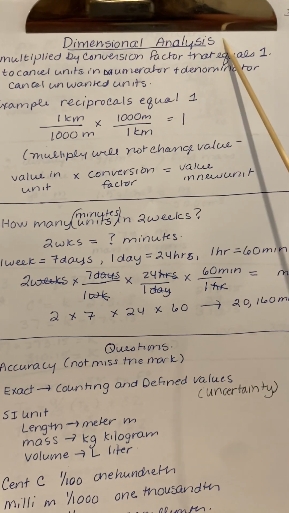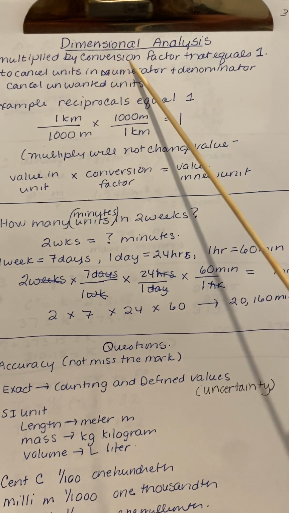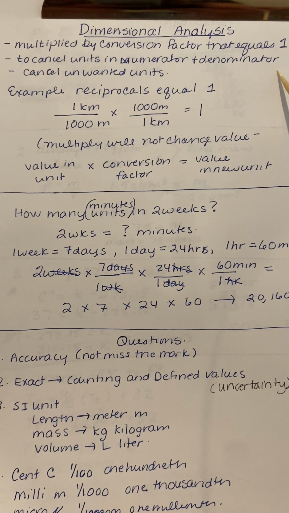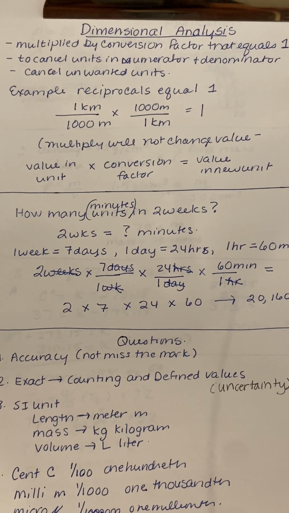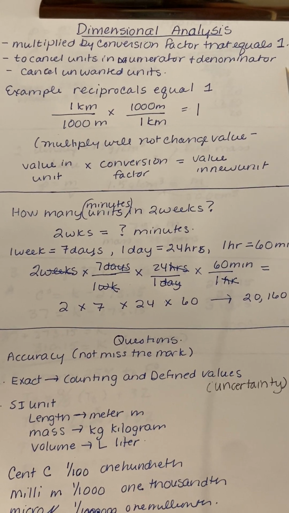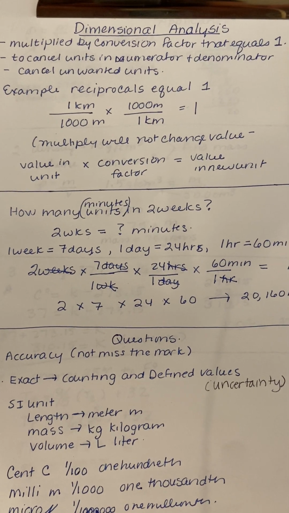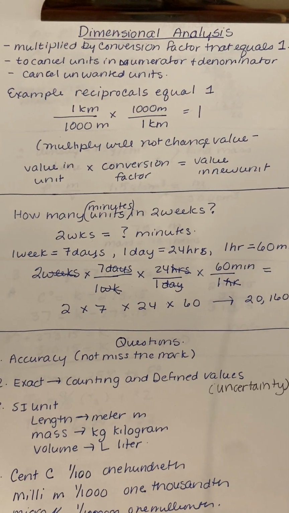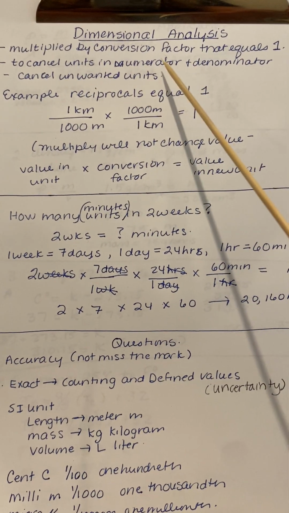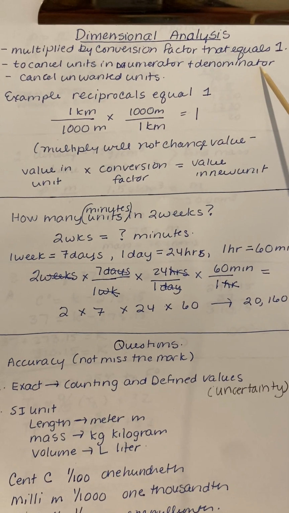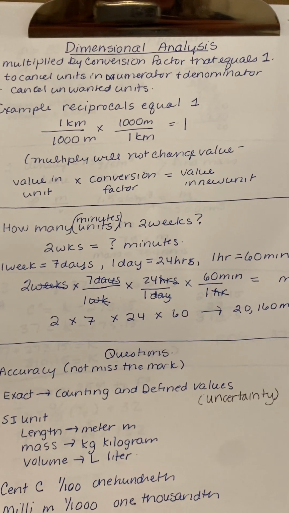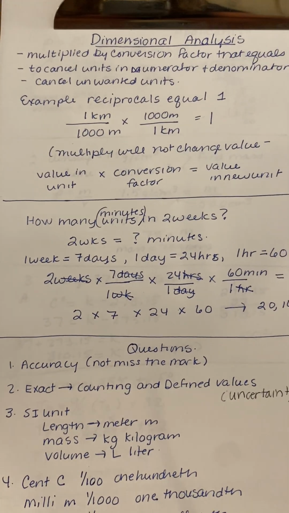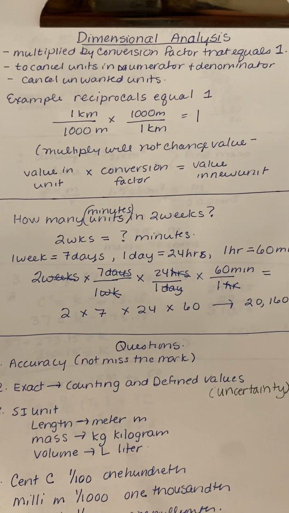Basically, dimensional analysis has to do with multiplying by a conversion factor that equals 1, because anytime you multiply a number by 1, it's always going to equal the number. If you have 475 and you multiply it by 1, it's going to be 475. So this way we can cancel different factors out. It's to cancel units in the numerator and the denominator, these unwanted units, to get rid of them so that we can find the exact answer. Now, I could say this, but it's really important that I show you how to do this.